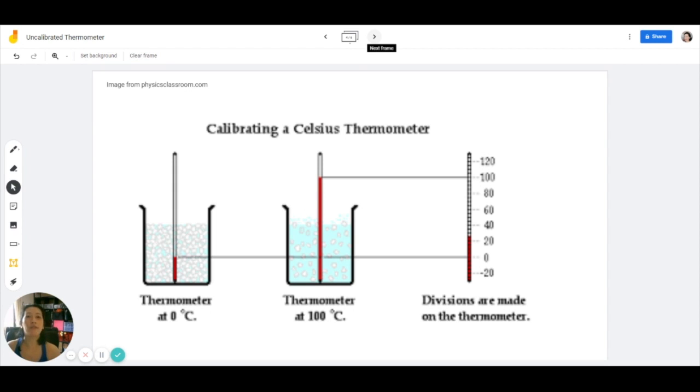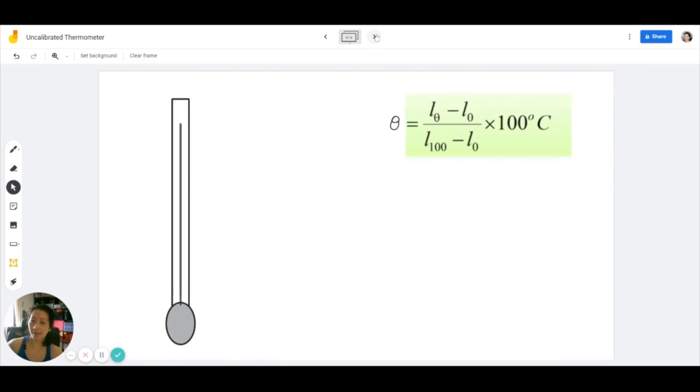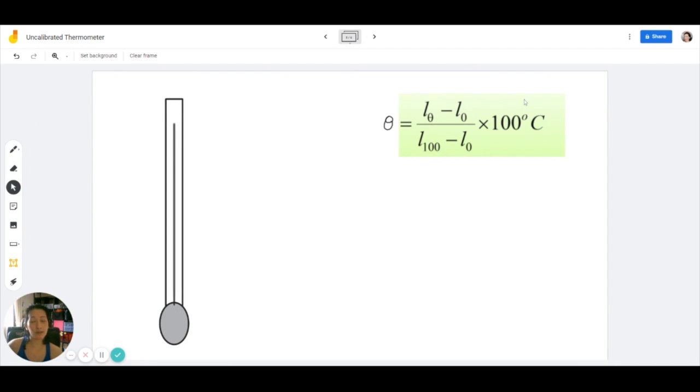So now, of course, if we want to solve questions in our examinations based on word problems, we will not have the actual physical uncalibrated thermometer. So how do we solve the word problems? So typical word problems would involve the use of a formula like this. So this is the formula in question.